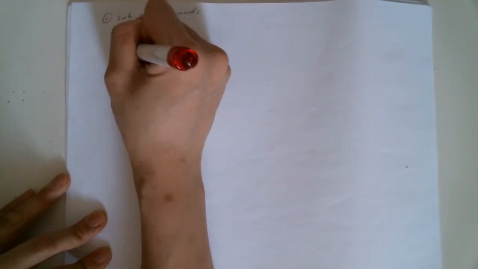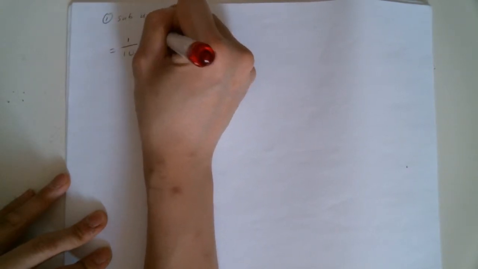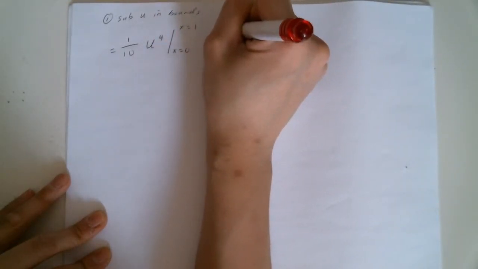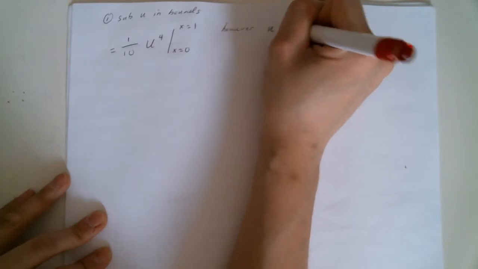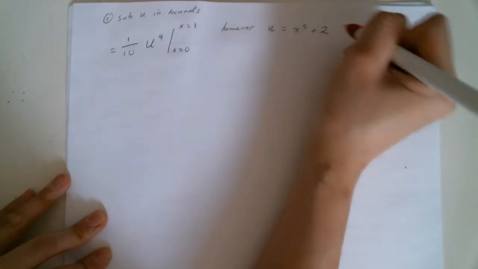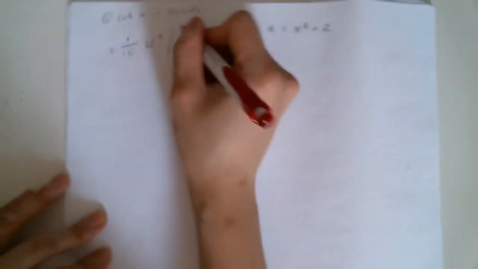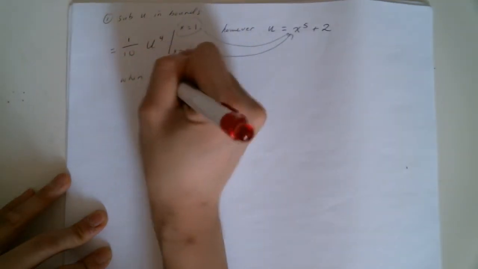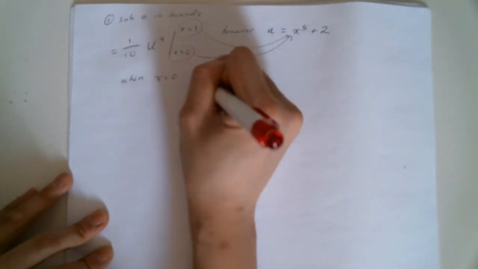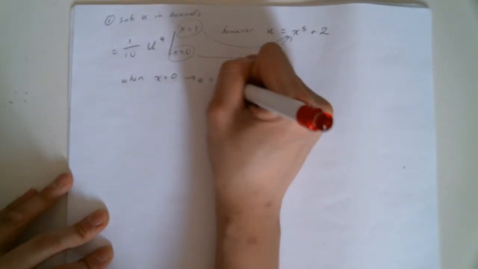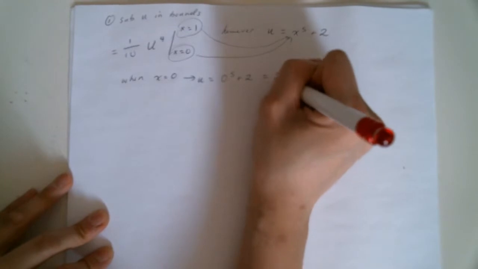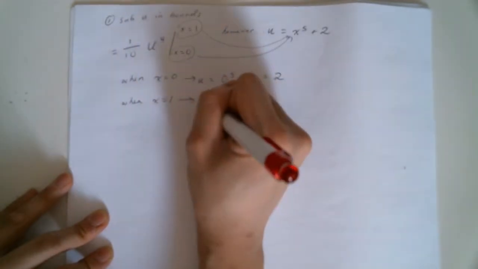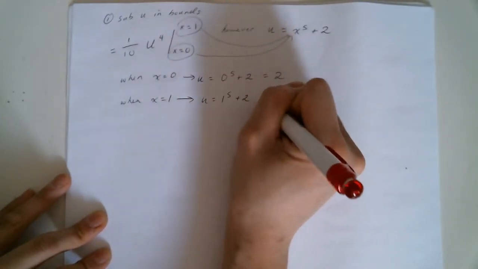So for this first technique, you're going to recall that we did set our u to be a function of x. So we can just back substitute x for u and obtain our bounds in terms of u. So here u was equal to x to the exponent of 5 plus 2. So then we'll find that when x is 0, u will be 0 to the exponent of 5 plus 2, which is just going to leave you with 2. And similarly, when x is 1, u is going to be 1 to the exponent of 5 plus 2, which is going to leave you with 3.